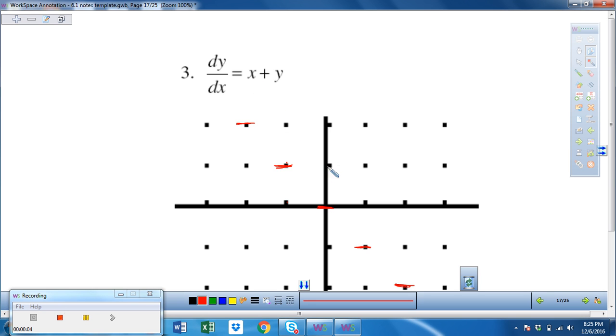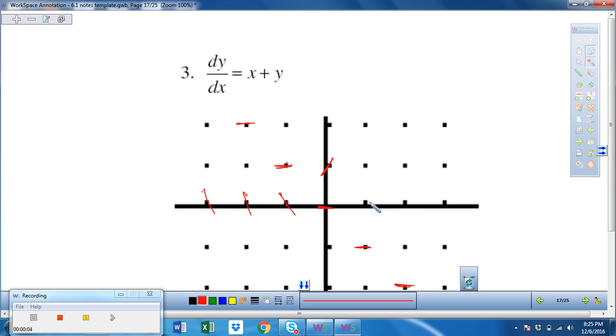Okay, so then when x is 0 and y is 1, I'm going to get a slope of 1 here. When x is negative 1 and y is 0, I get a slope of negative 1 here. So this is y is 1. X is negative 1 and y is 0. X is negative 2 and y is 0, so this is going to be slightly steeper. And then this is going to be a slope of negative 3, so it's going to be even more steep.